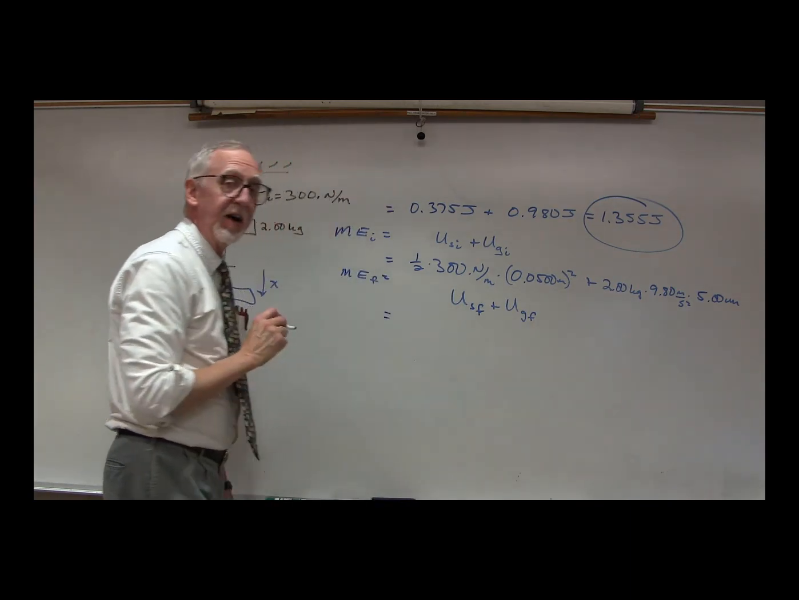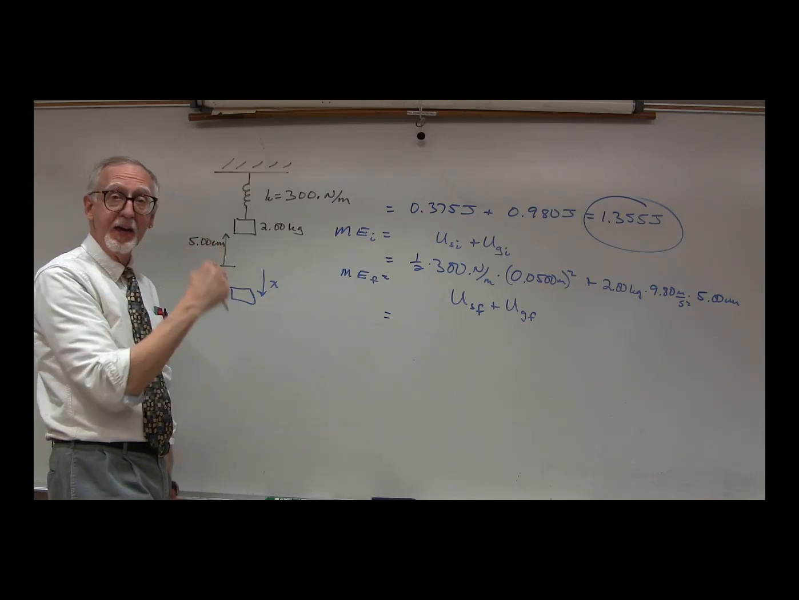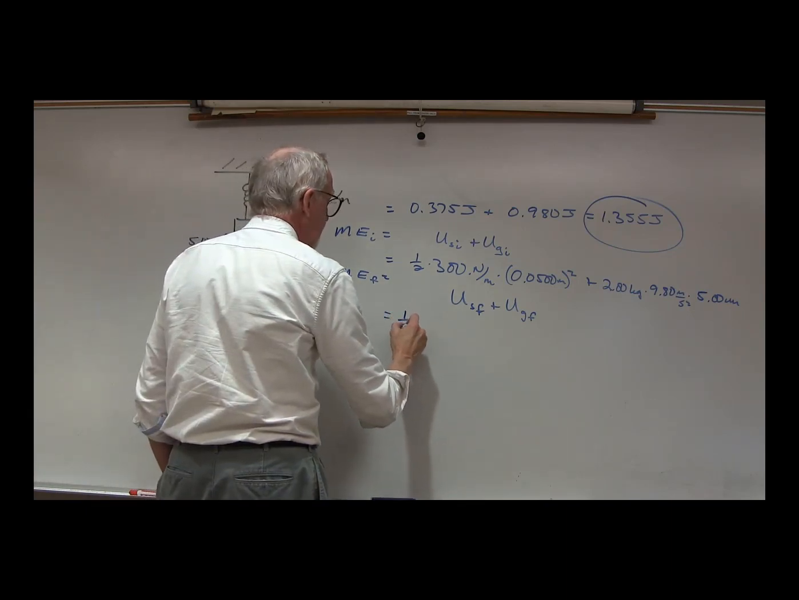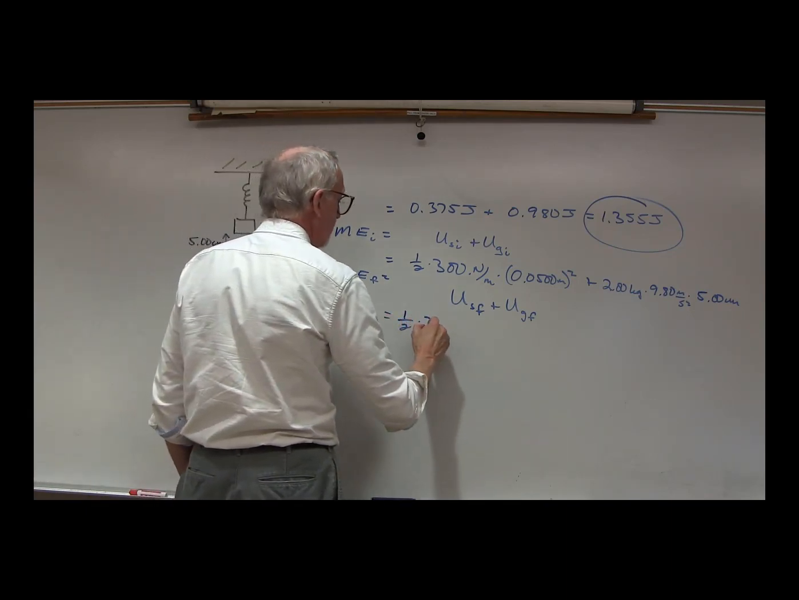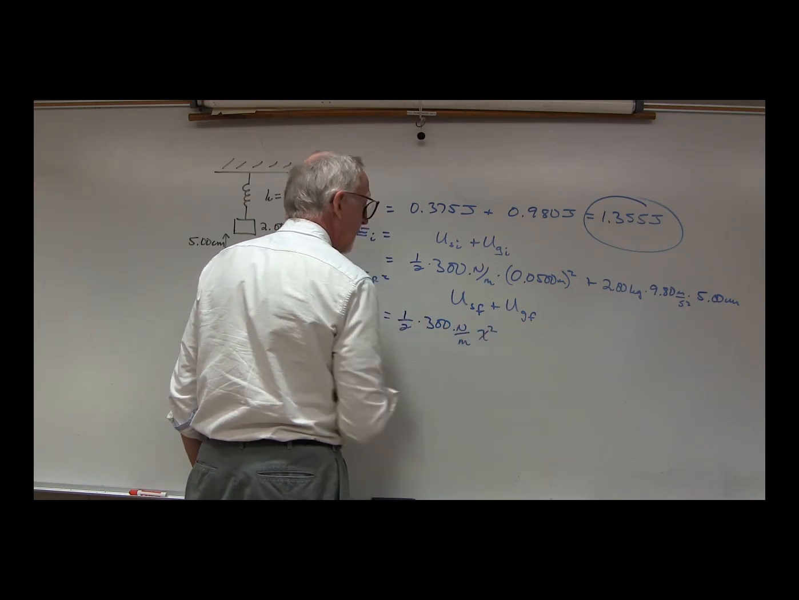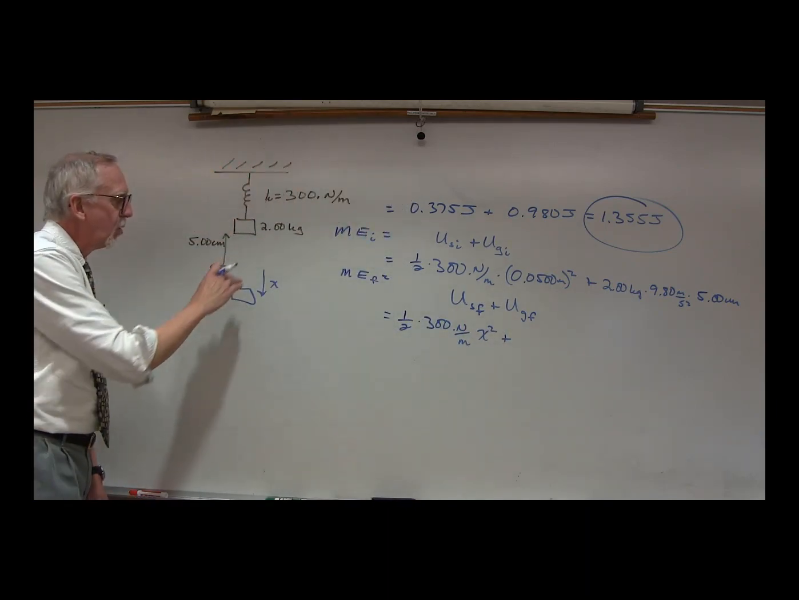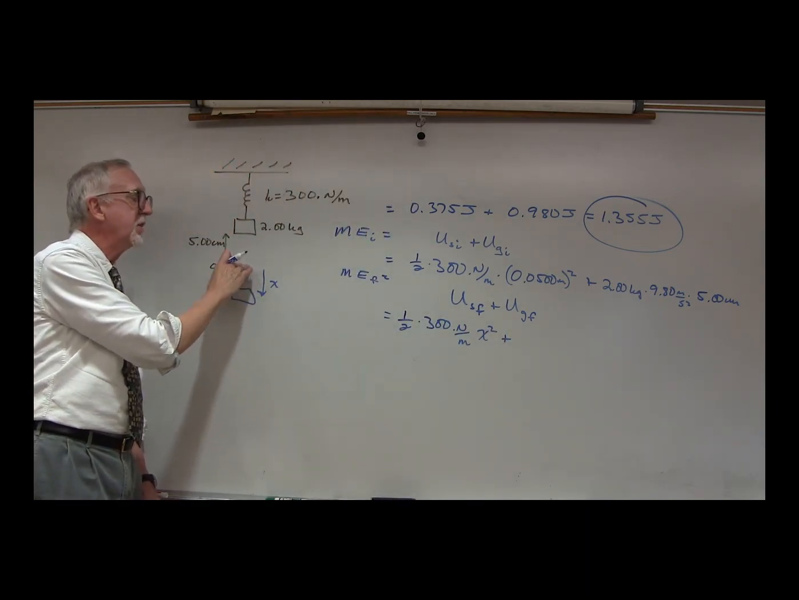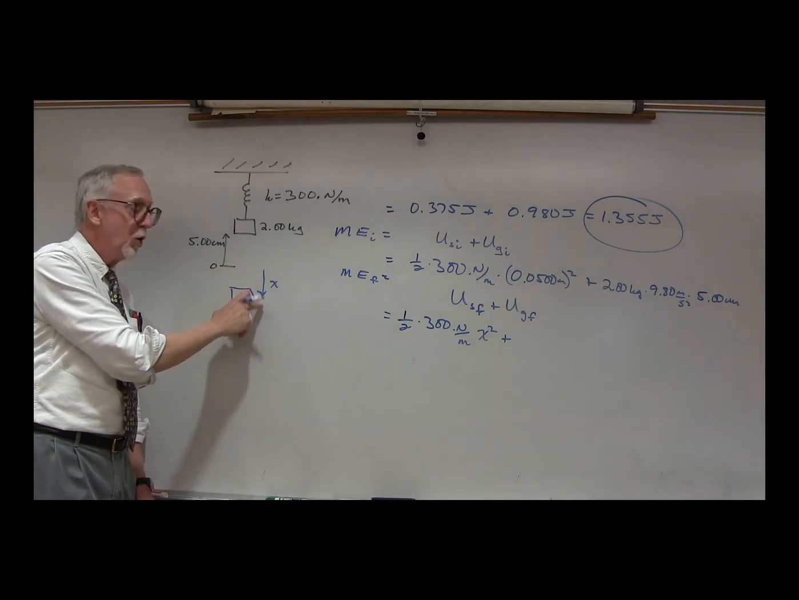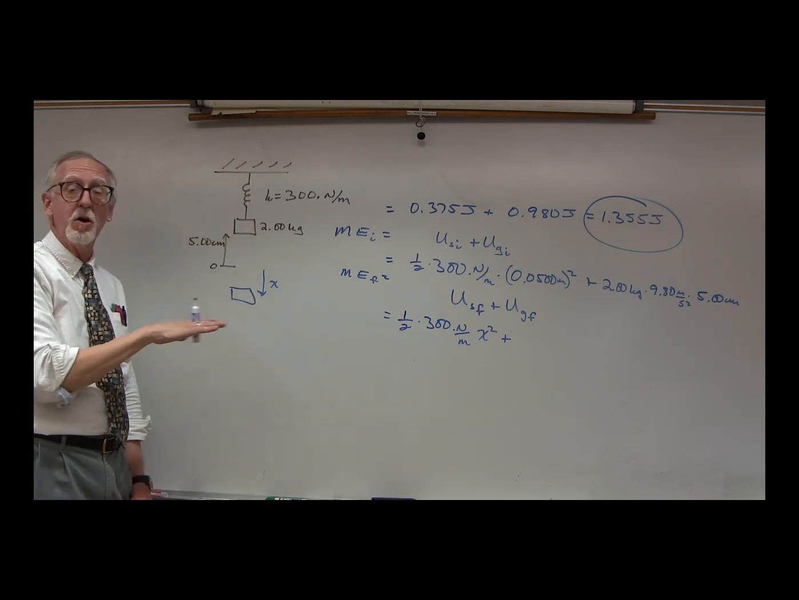What is the final spring potential energy? It's 1/2 K x squared. Well, we actually called it x, so it'll be 1/2 times K, 300 newtons per meter, times x squared, plus the gravitational. Now, we are a distance x below our 0, so our potential is going to be negative.